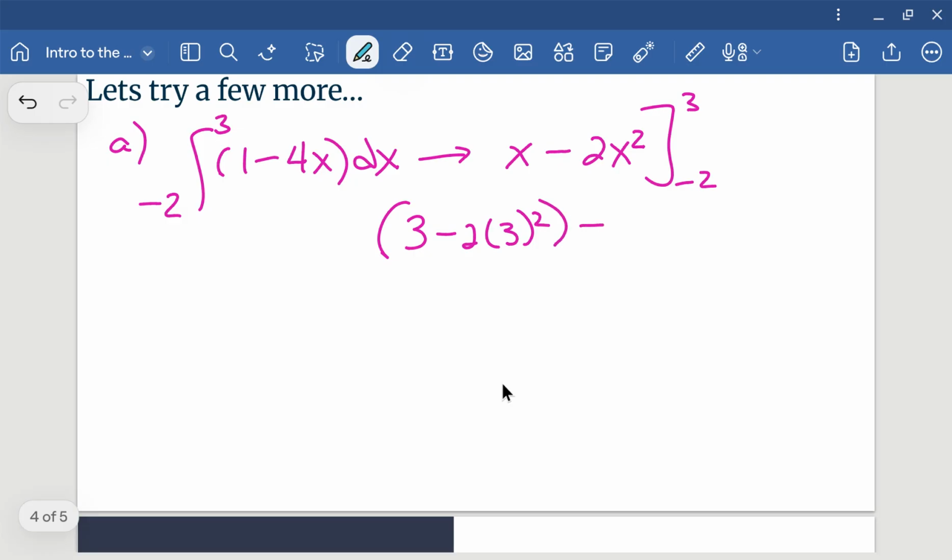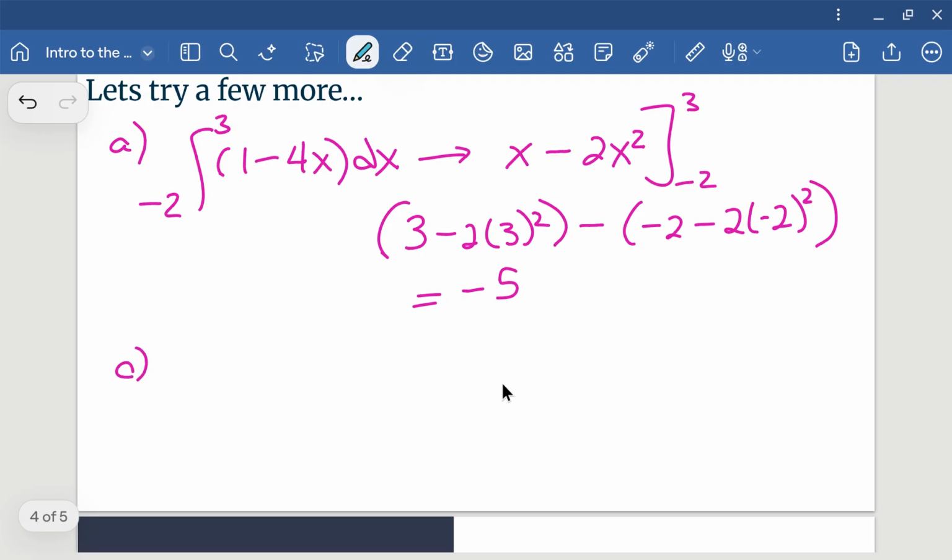Get that answer, and then plug in the lower limit. So you'll have -2 minus 2 times negative 2 squared. Plug this all into your calculator, and we should see our answer here is negative 5. Hopefully this feels okay, but we could try one more.